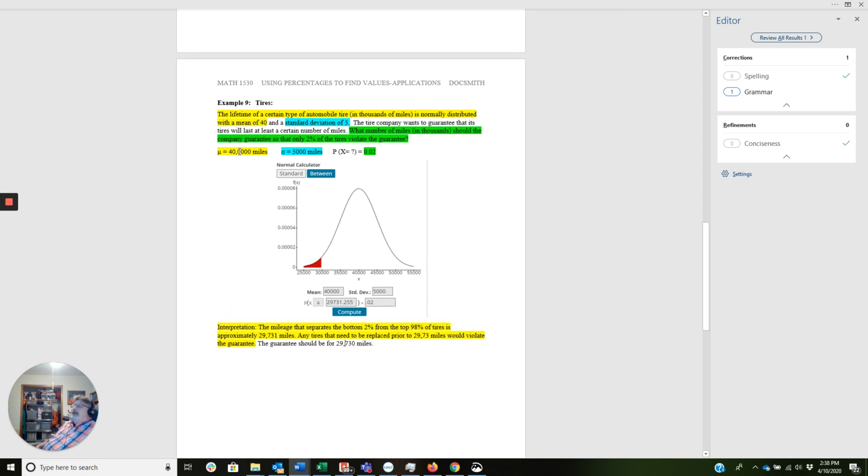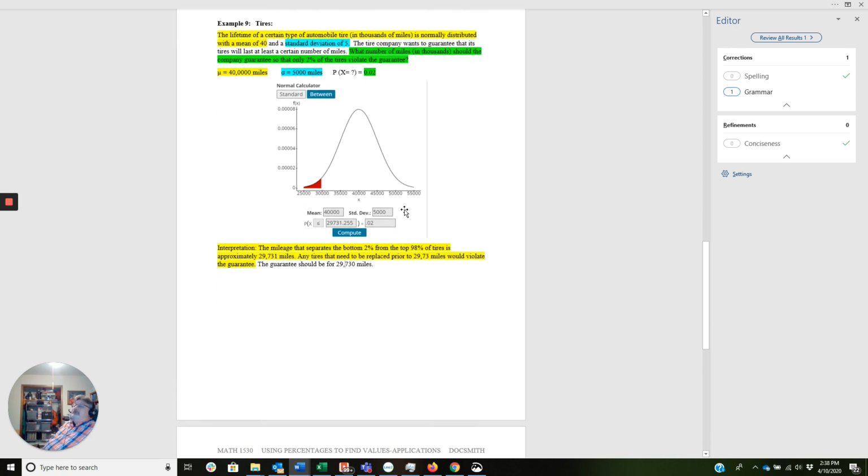So let's go back. I went ahead and multiplied everything out. It says 40, and these are in thousands of miles, so that's 40,000. The standard deviation is 5,000 miles, and the probability that X equals 0.02. So if we go down here, you see I put 40,000 for the mean, 5,000 for the standard deviation. I put the 0.02 here. Again, we're working to the left. These are the ones that would violate a guarantee of 29,730 miles.